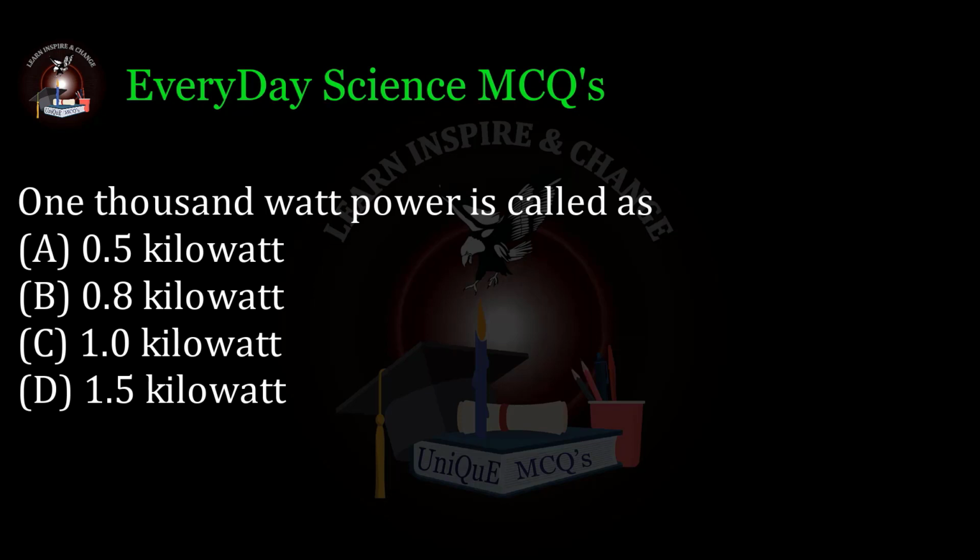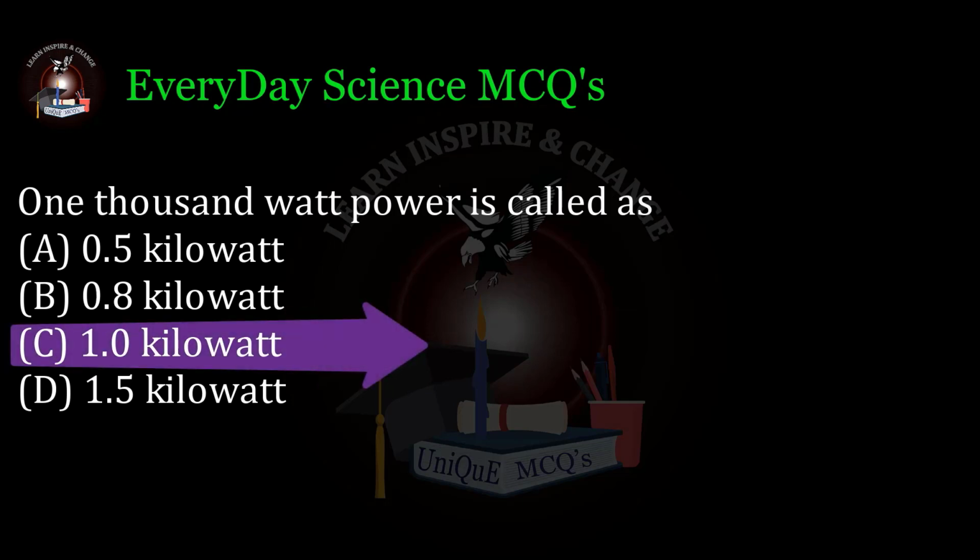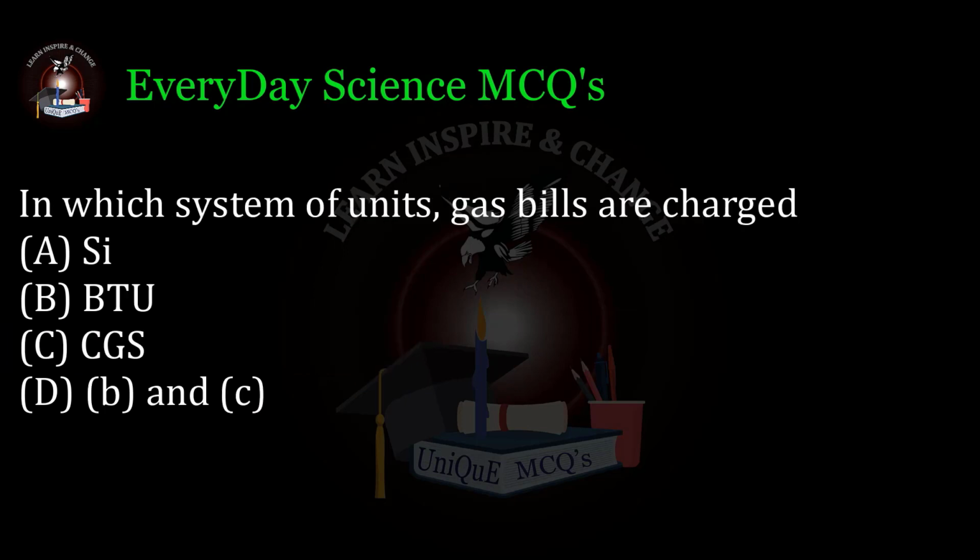1000 watt power is called as A. 0.5 kilowatt, B. 0.8 kilowatt, C. 1.0 kilowatt, D. 1.5 kilowatt. Correct answer C. In which system of units, gas bills are charged?